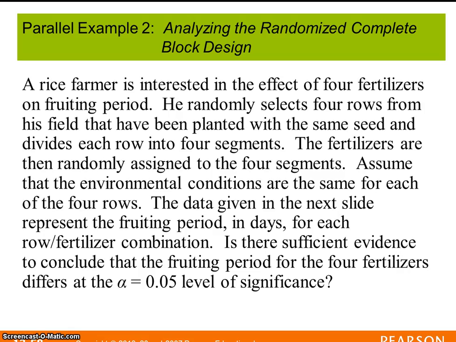So let's look at an example here. So let's say that a rice farmer is interested in the effect of 4 different fertilizers on fruiting period. He randomly selects 4 rows from his field that have been planted with the same seed, and divides each row into 4 segments. The fertilizers are then randomly assigned to the 4 segments, and assume that the environmental conditions are the same for each of the 4 rows. The data given in the next slide represents the fruiting period in days for each row/fertilizer combination. Is there sufficient evidence to conclude that the fruiting period for the 4 fertilizers differs at the 0.05 level of significance? So here's our table.